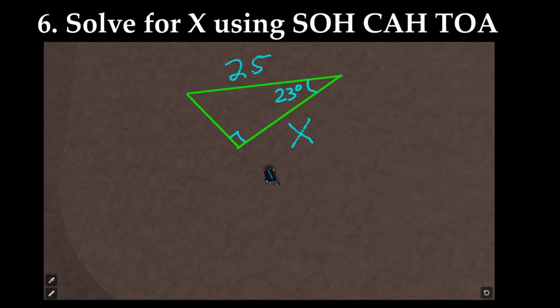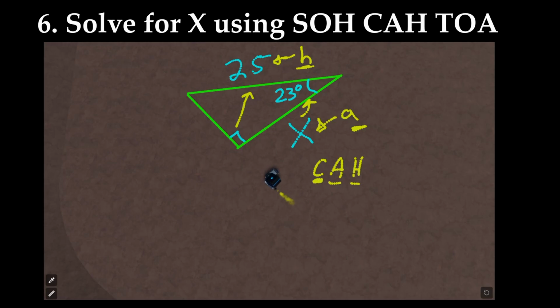So first, notice that the 25 is opposite to that right angle, therefore it is the hypotenuse. Now as for x, notice that x is the adjacent side relative to that 23 degree angle because it's right next to it. It makes up one of the sides of that 23 degree angle. So therefore, x is the adjacent side and 25 is the hypotenuse. Which trig function relates to the hypotenuse and the adjacent? Well, that sounds like cosine because we have SOH CAH TOA, and the CAH tells us that cosine is equal to adjacent over hypotenuse. So we're going to use cosine for this problem.